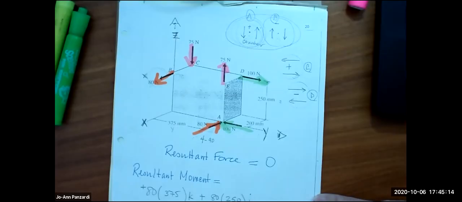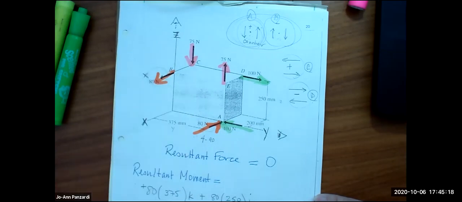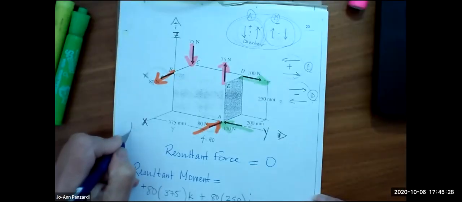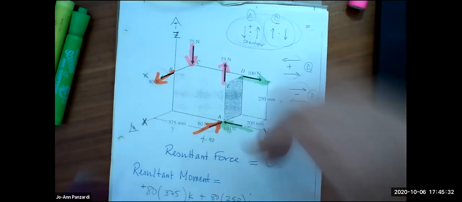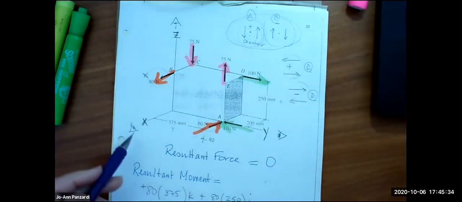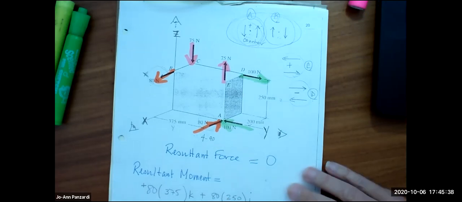Right, 375. The 75 is in the z. The perpendicular distance is in the y. So that means the moment is about x. If you view it going this way, it's creating a counterclockwise spin around I, and it's positive if it's counterclockwise.